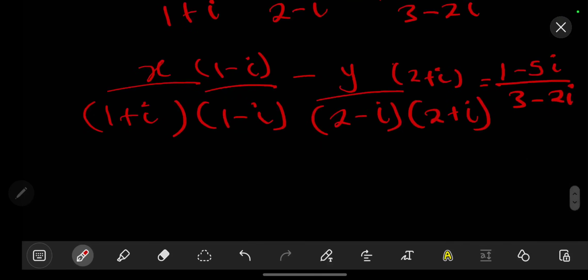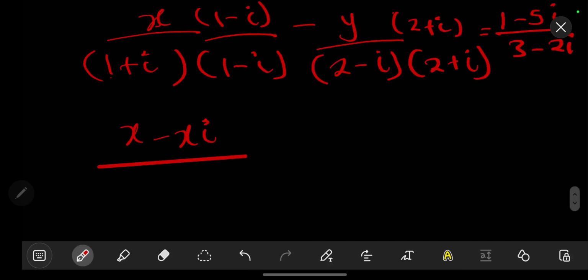So we are going to get x times 1, it will be x. x times negative i, it will be negative xi over. So if you have the conjugate, you can just multiply first number with first number if you want to expand.